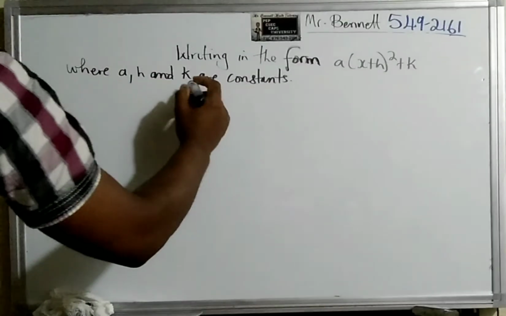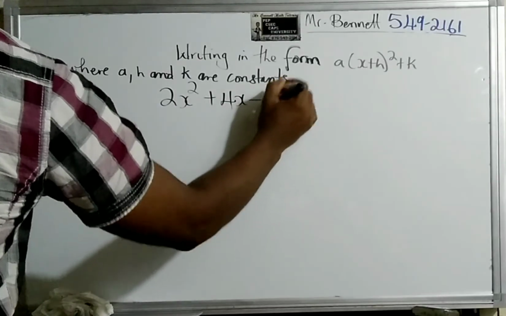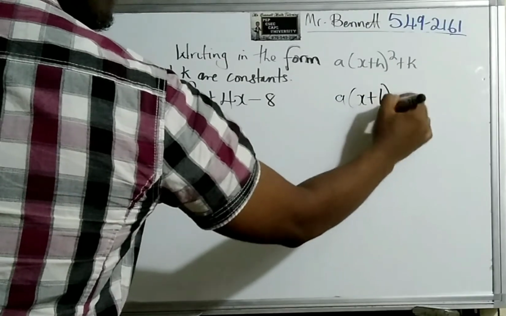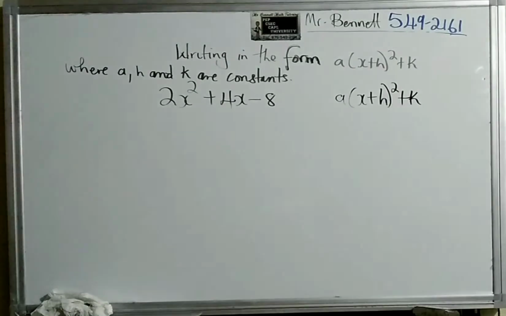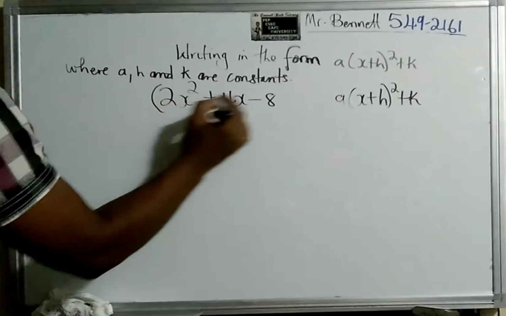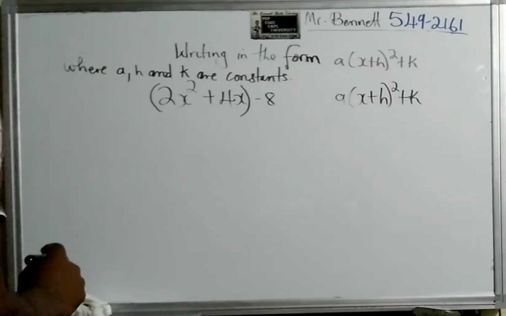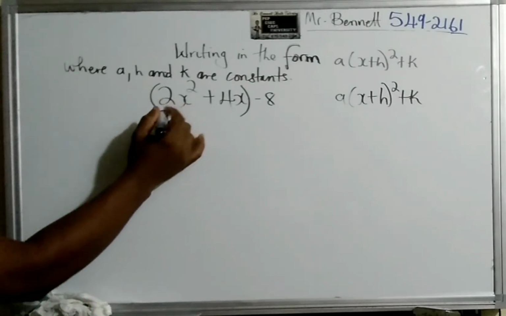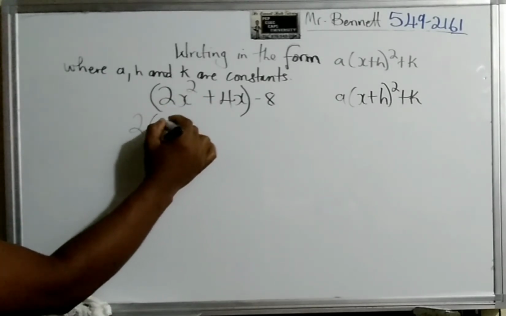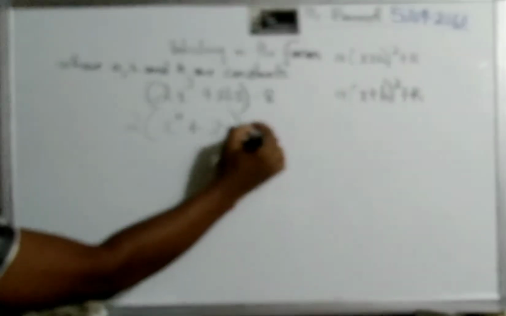So say we are given 2x squared plus 4x minus 8, and we are asked to write it in this form. Now the first thing that we need to do is to bracket the x terms. So put the x terms in bracket. The next step is to factor out any number in front of the x squared. So in this case it's 2. So we take out the 2, factor it out, then we divide. 2 into 2 gives us 1, so we can just write x squared. 2 into 4 gives us 2, so that will be 2x minus 8.